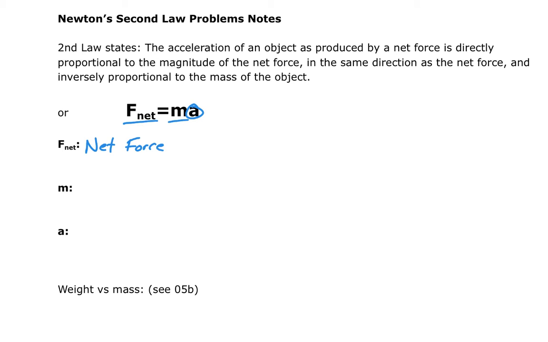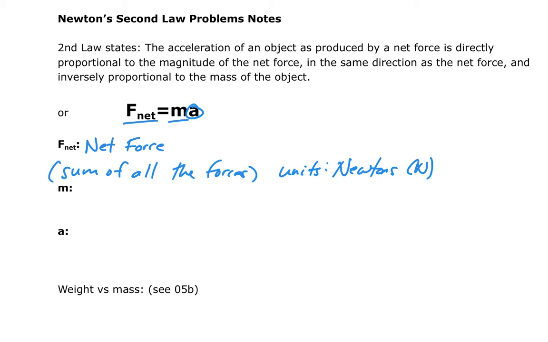Sometimes people get confused with F sub n, but F sub n just means normal force, and we're going to talk about that in a little bit. But F net means net force, and that's simply the sum of all the forces acting on an object. And we're going to use newtons, or just capital N, when we measure force, any force including the net force.